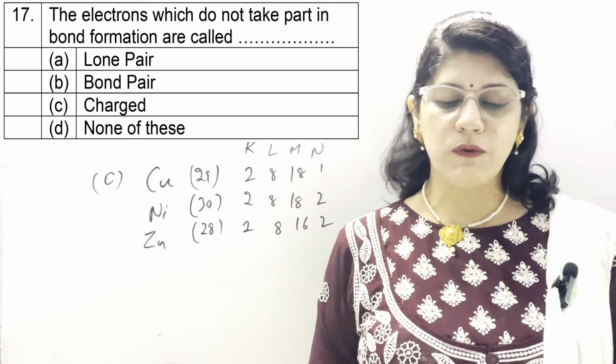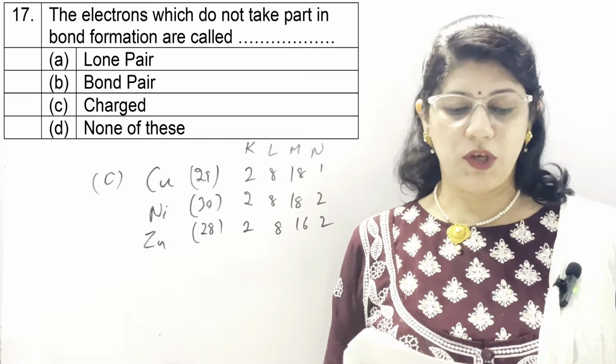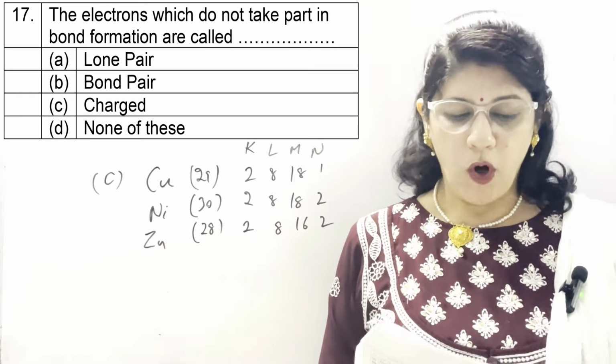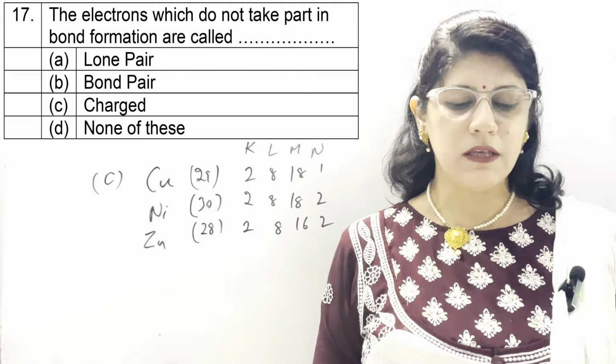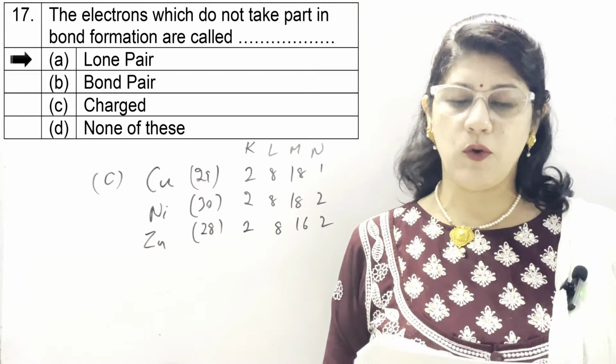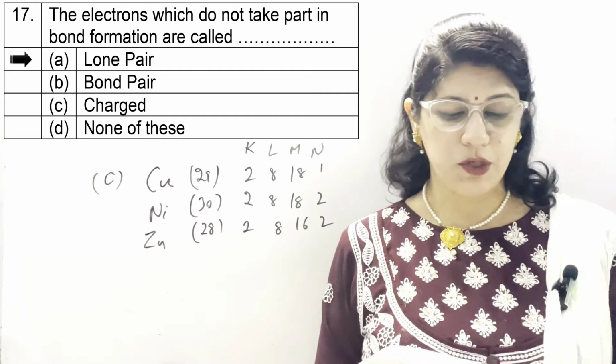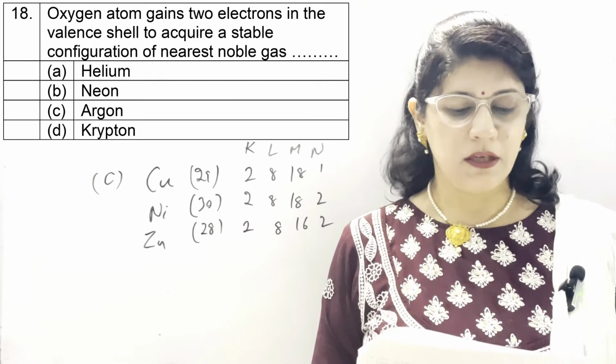17. The electrons which do not take part in bond formation are called. A option is lone pair, B is bond pair, C is charged and D is none of these. So they are called lone pair because they belong to valence shell only and they do not take part in the bond formation. Question number 18.